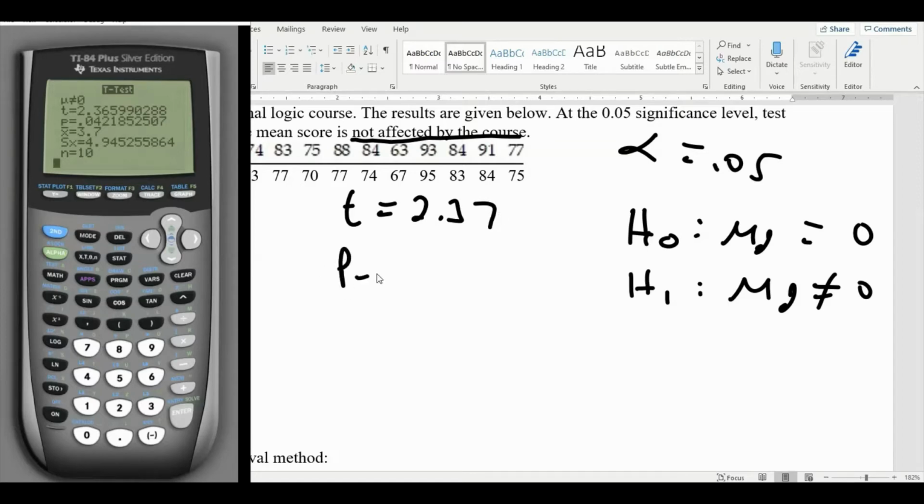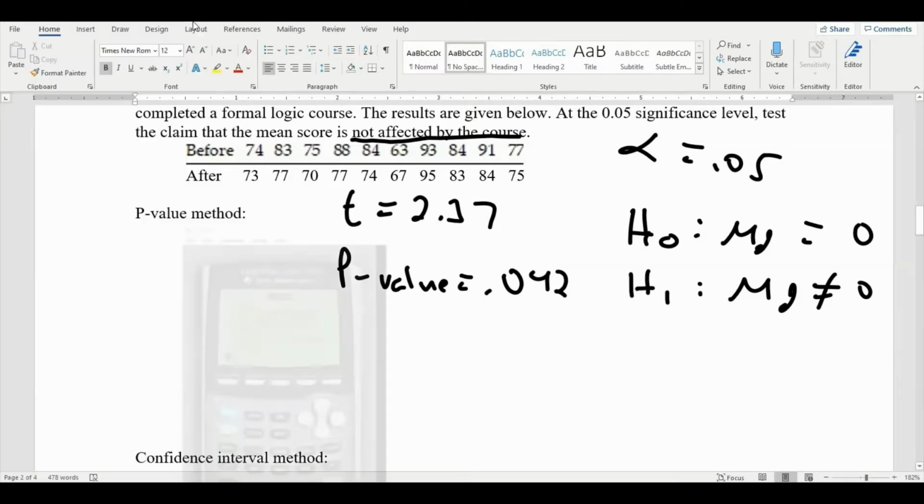We do have a p-value, probability value of 0.042, and then we really don't need anything else. Degrees of freedom will be 9 in case you're wondering, because 10 minus 1 is 9.